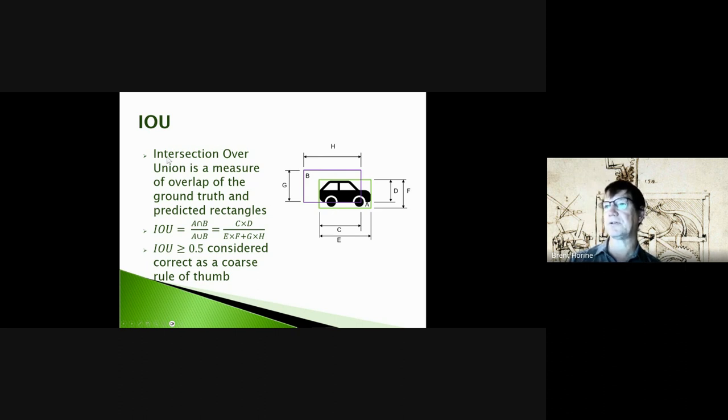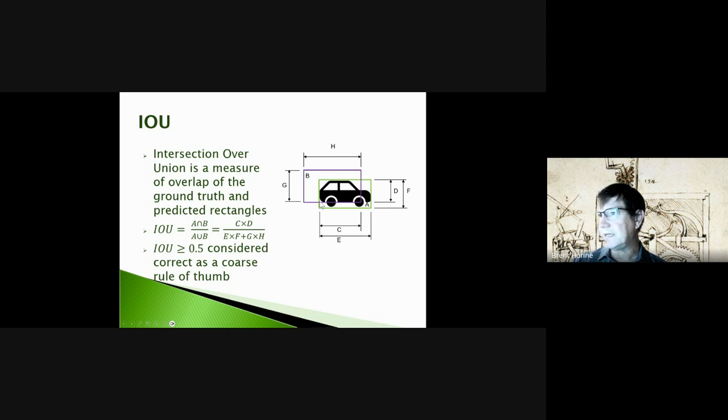So intersection over union is exactly what it says. It's a measure of overlap of the ground truth and a predicted rectangle, where we take the intersection of these two bounding boxes or rectangles and divide that by the union of the two, right? So if we look at this, hopefully I got this right. It took me a couple of stabs at it, right?